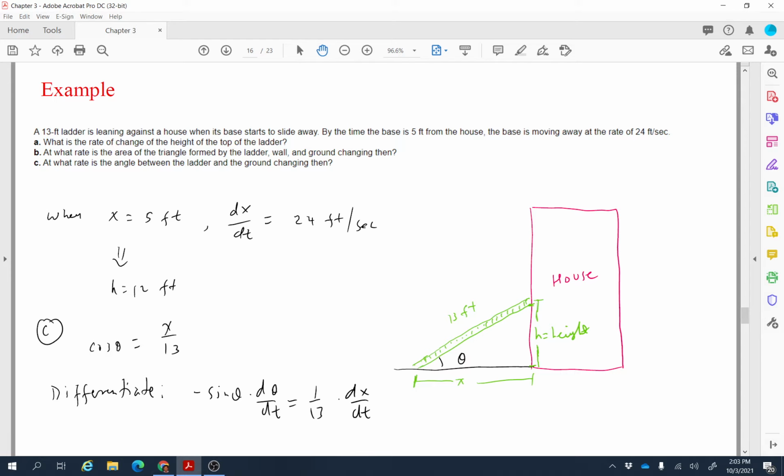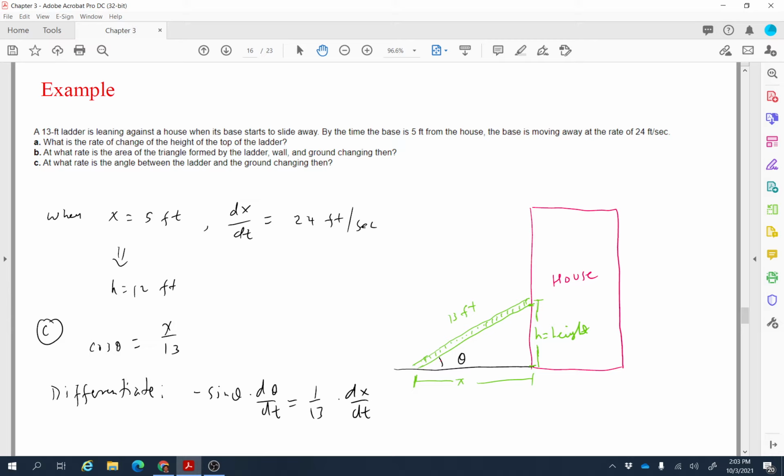Part C, we are trying to find out the rate of change of theta with respect to time. For that, first of all, we are going to find the relation. We can use this: cosine theta is x over 13. That's the b over h.